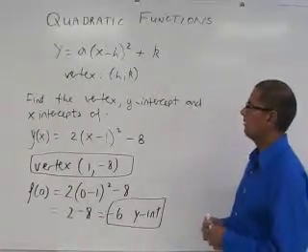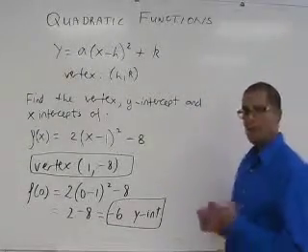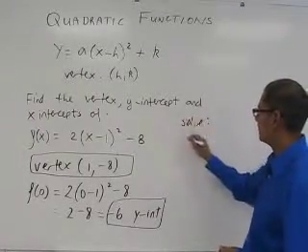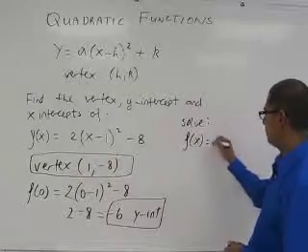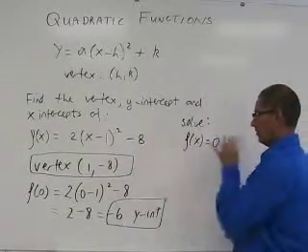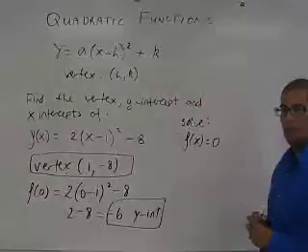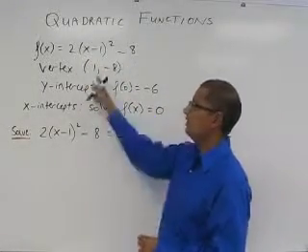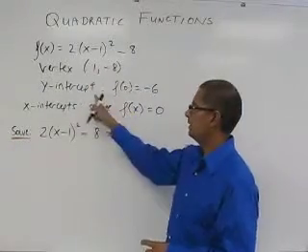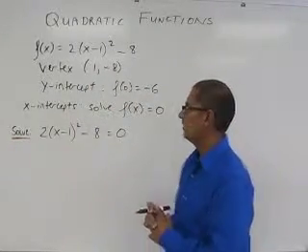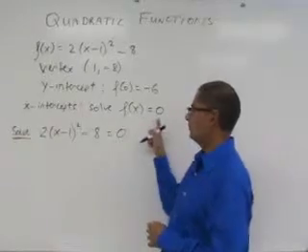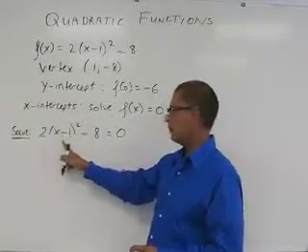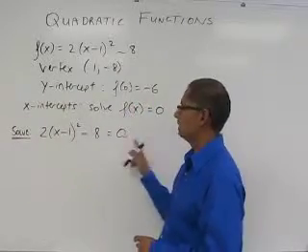The next step is to find the x-intercepts. And to find the x-intercepts, we have to solve f of x equal to 0. So I'm going to erase this, and we're going to solve f of x equal to 0. Here's our function, 2 times (x minus 1) squared minus 8. We just saw the vertex is (1, negative 8). The y-intercept is at negative 6. And we want to solve f of x equals 0 to find the x-intercepts: 2 times (x minus 1) squared minus 8 equal to 0.